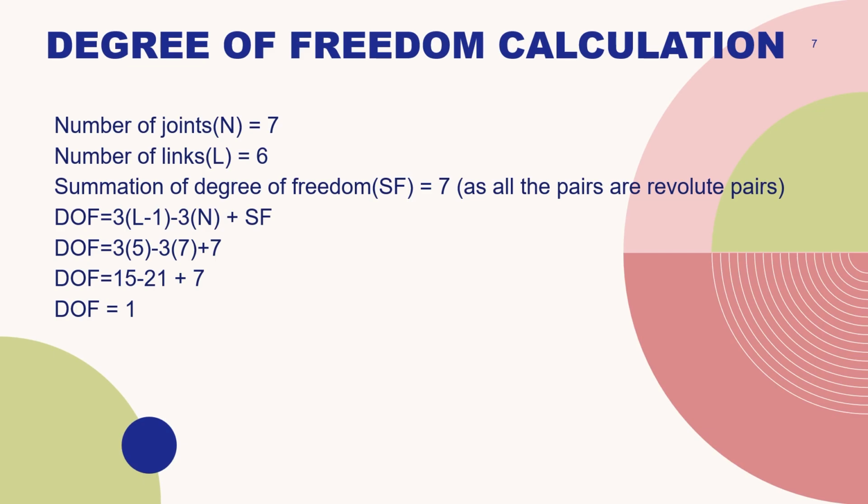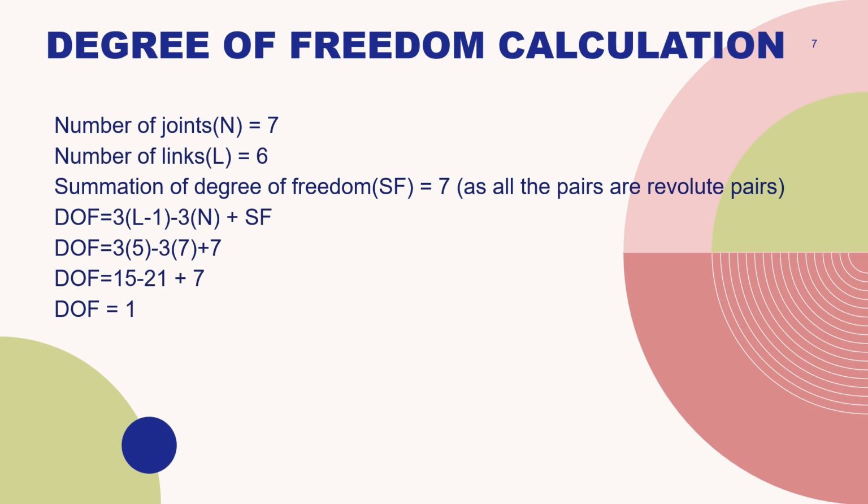Now let's have a look at the degree of freedom calculation. We can see the number of links is 6 and the number of joints is 7. As all of them are revolute pairs, each will have a freedom of 1, so the summation of this freedom should also be 7. After calculation, we get the degree of freedom as 1, so it will move in one fixed direction only.